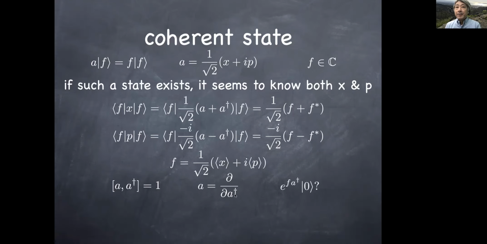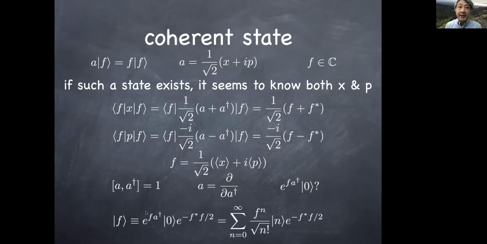Something like this. Because if I think of A as a derivative with respect to A dagger, and if I have a state given as an exponential of A dagger, the derivative with respect to A dagger would pull out the exponent F to the front of the exponential. And so F as a number multiplies the whole thing. So acting A on this state gives you a number F. That's exactly what I was looking for. So in fact, to be completely correct, this is the normalized expression for the coherent state, namely that I'm acting e to the f a dagger on the ground state.